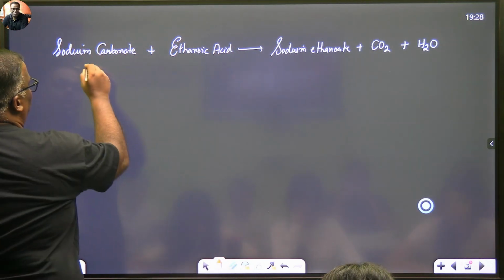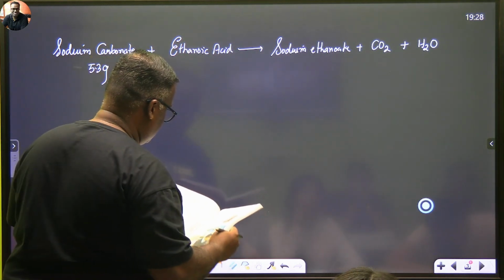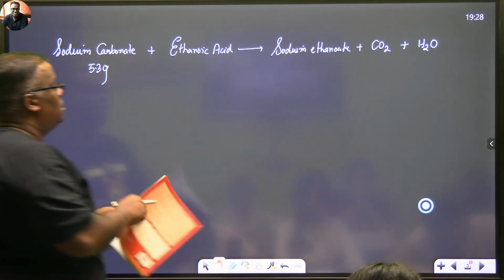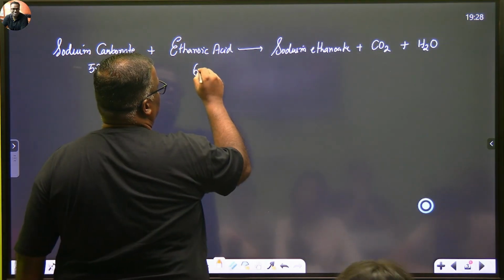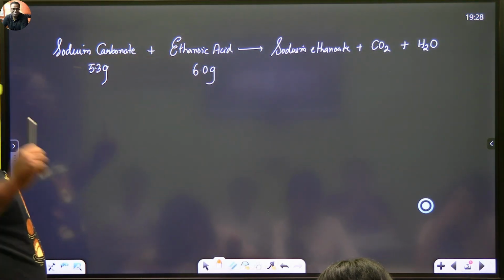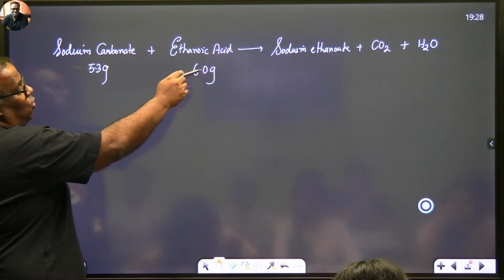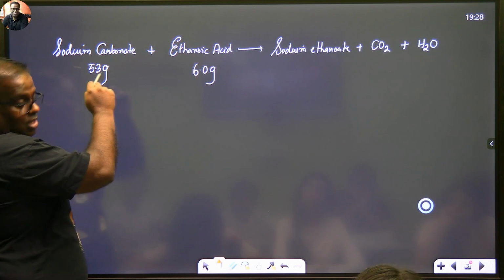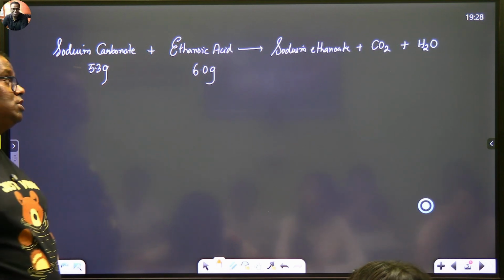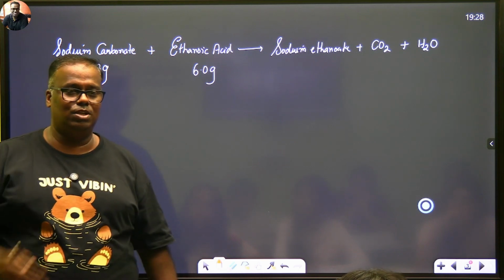During this experiment, 5.3 grams of sodium carbonate was reacted with 6 grams of ethanoic acid. You don't pay attention in CBSE. Even if you go to IGCSE, Cambridge, this point also, see, this is 5.3. If you write 6, they will cut marks, this is 6.0. This is called significant figures. This problem is being solved in 2 significant figures.